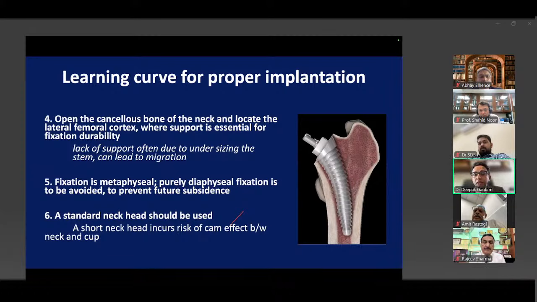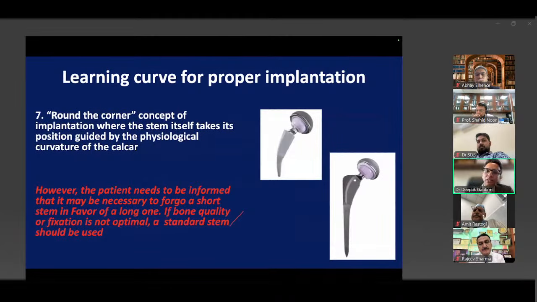Remember, fixation is metaphyseal. Purely diaphyseal fixation should be avoided to prevent subsidence in future. A standard neck is always preferable, because a short neck will cause a cam effect between the neck and the cup. And the final implantation follows the around-the-corner concept, where the stem itself takes its position guided by the physical curvature of the calcar. However, remember, the patient needs to be informed that it may not be possible for all. If you feel that the primary stability, the lateral cortex, or the medial calcar support is not good, you may have to change to the conventional or standard stem. That's why, whenever you do a metha stem, a Bicontact stem from the same manufacturer will always be on backup.